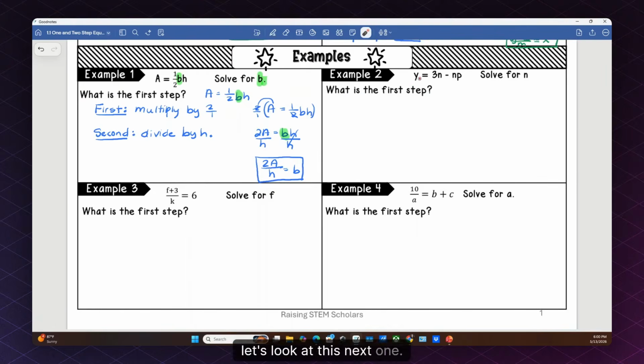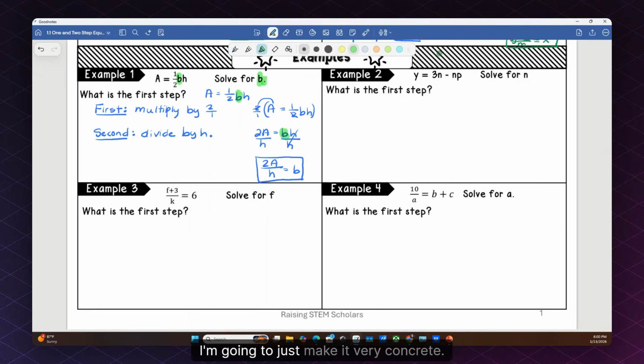Okay, let's look at this next one. We've got this equation here, y equals 3n minus np. We want to solve for n. So let me just go in first. I'm going to just make it very concrete. I'm isolating n. I want to get this n by itself. And you're like, oh my gosh, I got n in 2 places. Oh my goodness.